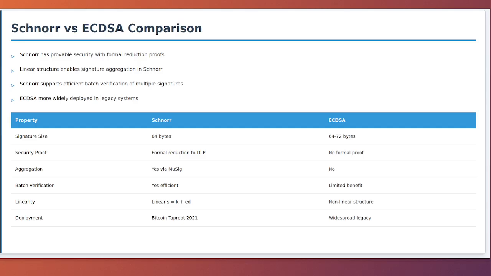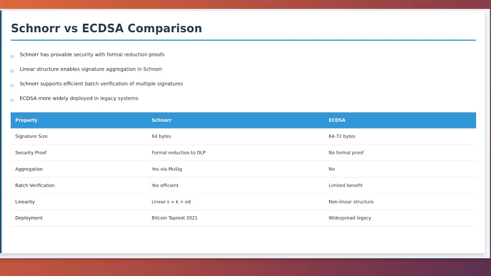The Schnorr signing equation S equals K plus E times D is a simple linear combination of the nonce and private key, weighted by the challenge. This linearity enables signature aggregation, where multiple signatures on different messages by different signers can be combined into a single signature that's the same size as an individual signature.